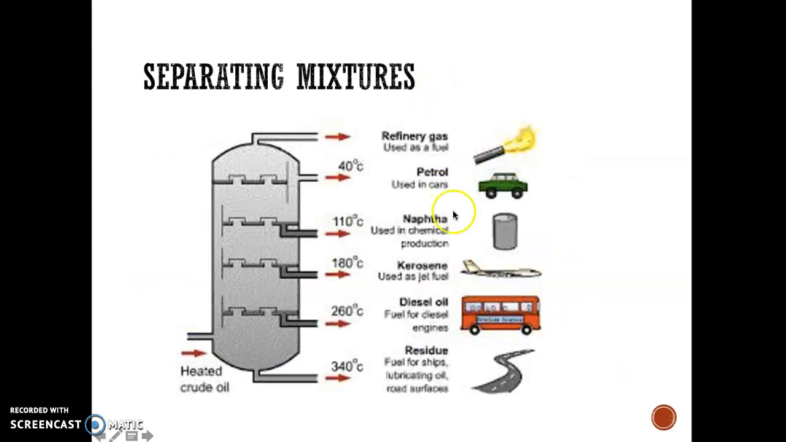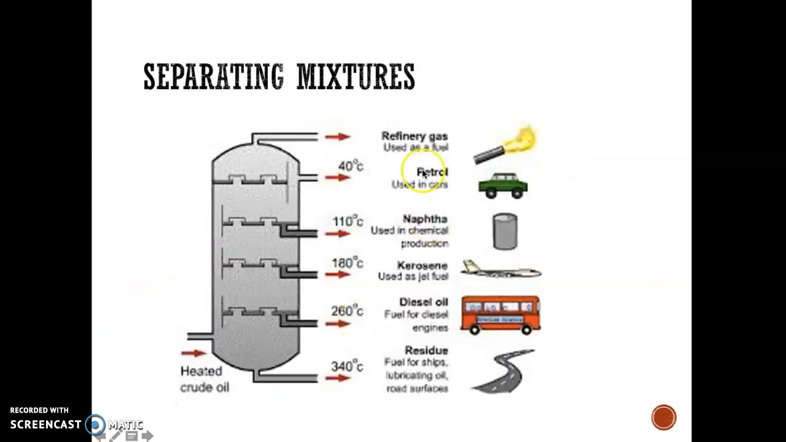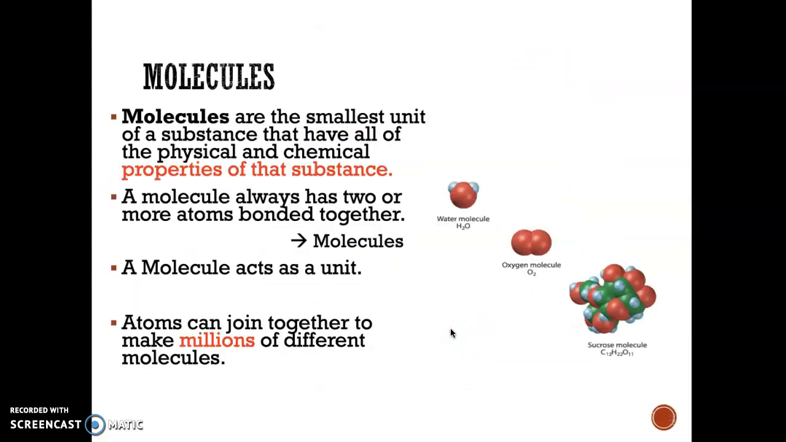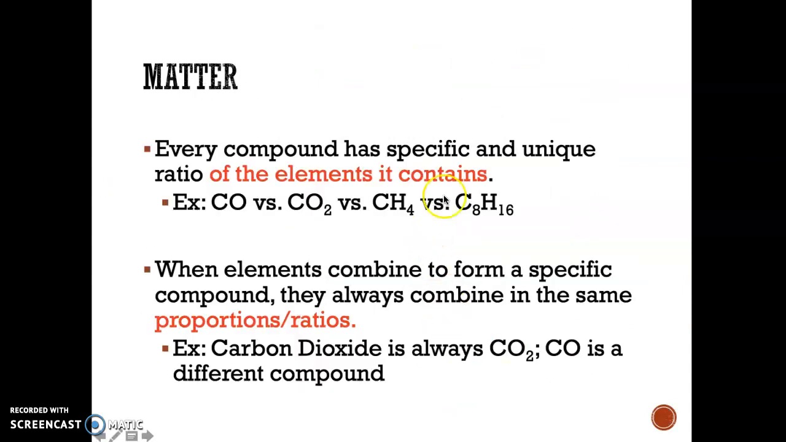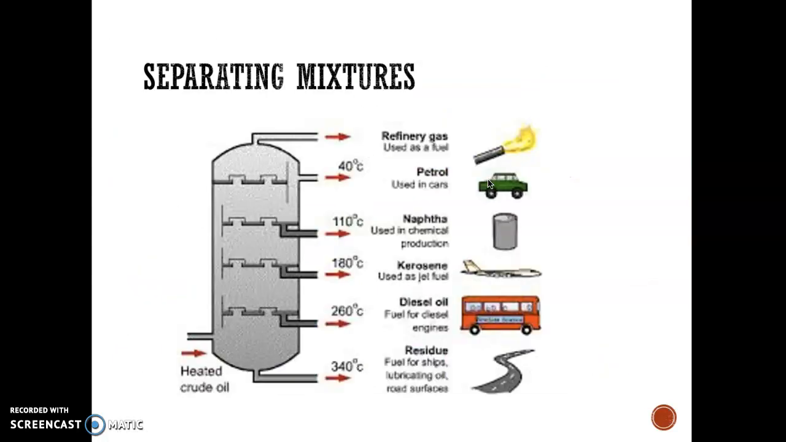And this process of boiling and cooling is how they separate crude oil into its different compounds. Both methane and octane are hydrocarbons, and we call them hydrocarbons. So crude oil has a mixture of different hydrocarbons in there, and you can separate them based on their boiling points.